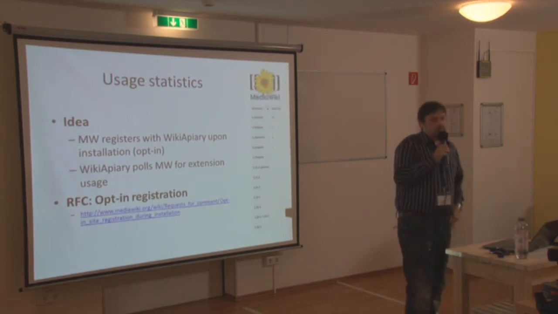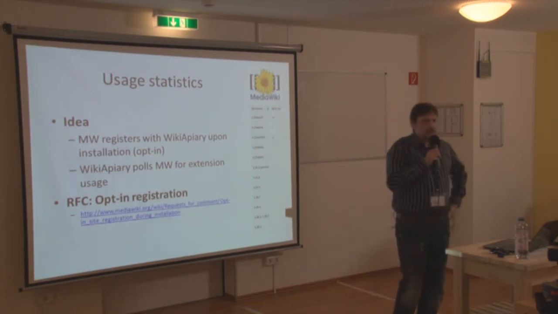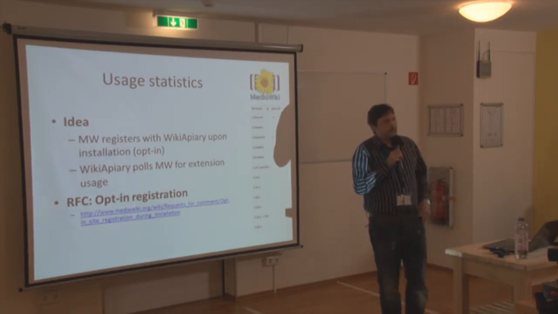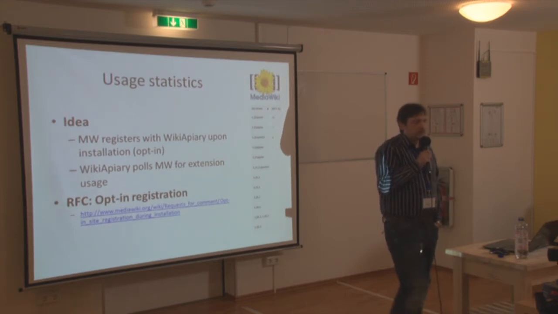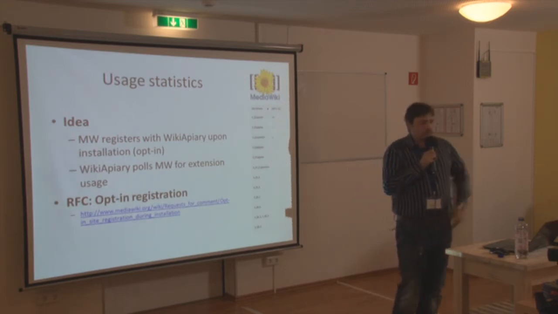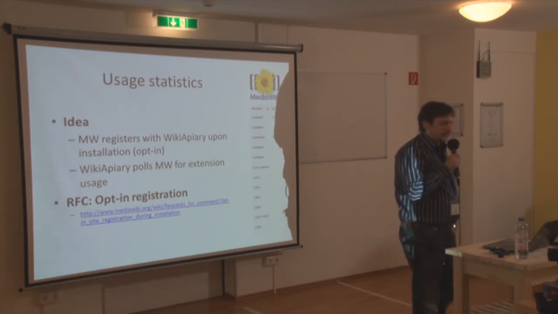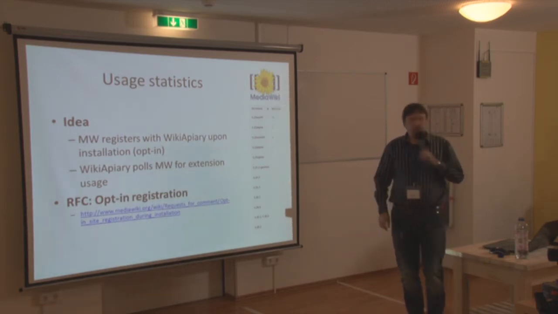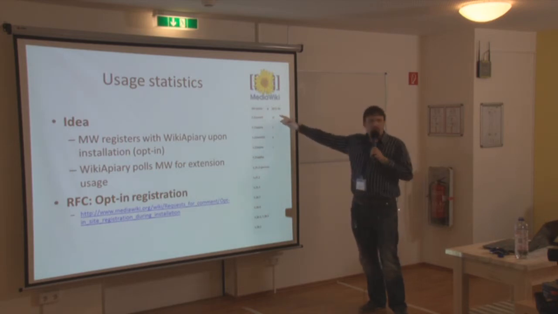So one last idea we are following, and this will most likely be part of MediaWiki 1.23, is to actually collect usage statistics automatically. The idea is that someone who installs MediaWiki can register with a service like Wiki Apiary via opt-in. So you are asked, do you want to send anonymous usage statistics? And if you opt in, then a Wiki Apiary bot comes to your wiki and polls the special version page, for example, for the combinations of extensions. And that's already working. If you go to Wiki Apiary, you can look at specific extensions and see how many instances of a MediaWiki plus the specific extension version you have.